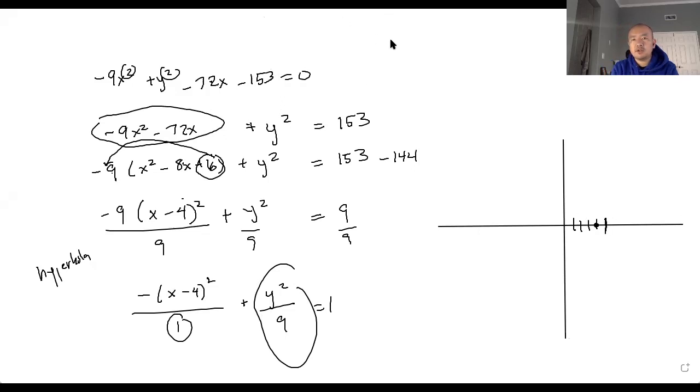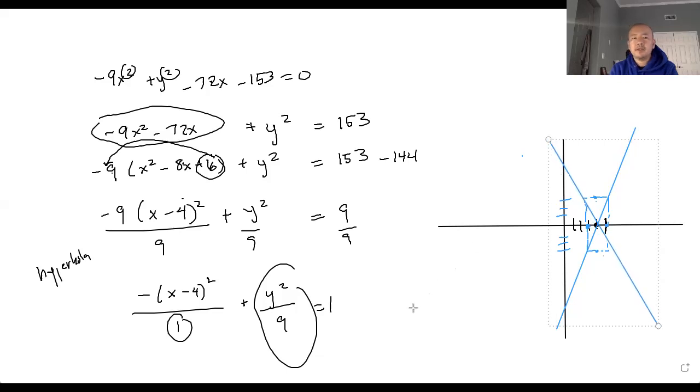I'm going to try to choose a different color. Let me choose blue. 1 to the right and 1 to the left. And then with the y, you're going to go up 3: 1, 2, 3. And you're going to go down 3: 1, 2, 3. All right, and you can create this box right here. Then you're going to draw asymptotes. So it's going to look something like this, and it's going to look something like this.